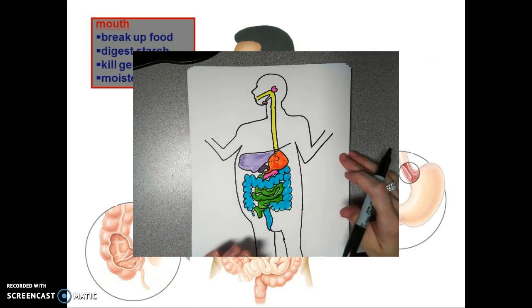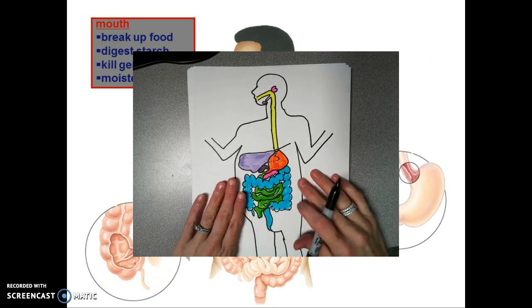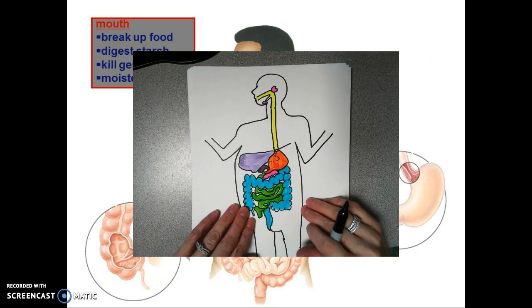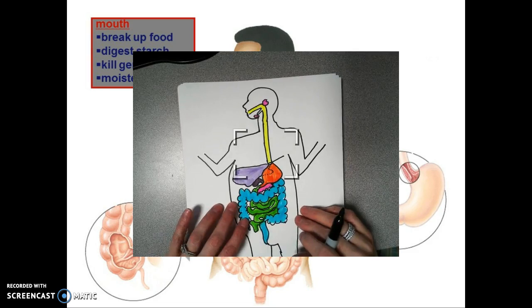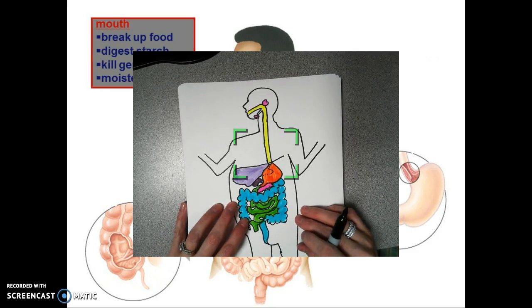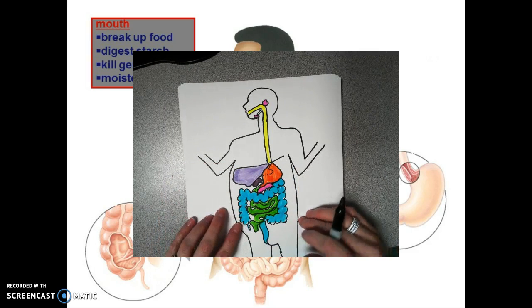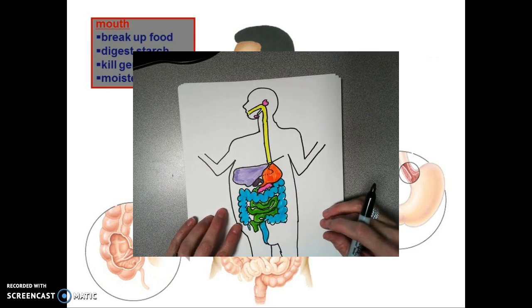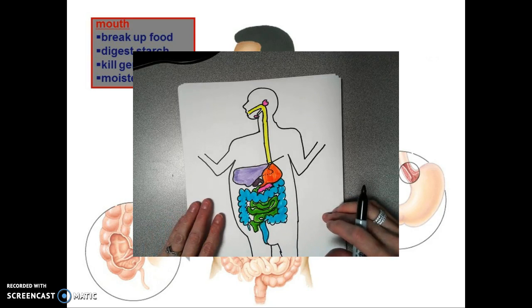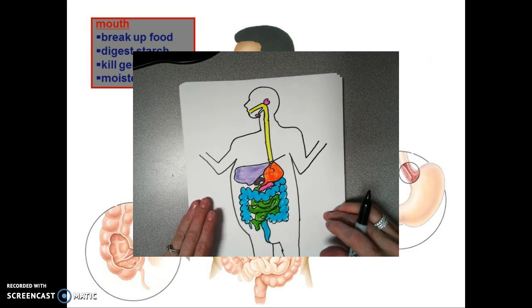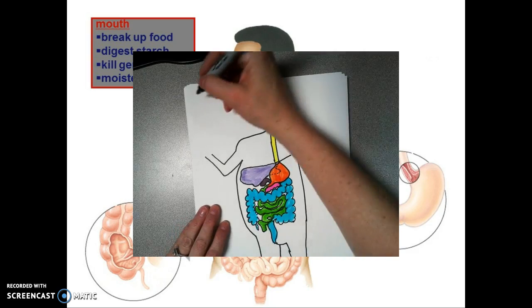Our guy here has probably had a little too much pie, but I wanted to make the organs easy to see, and it ended up being a little bit on the plump side. Okay, so human digestion, we're going to follow the path of food as it travels through the digestive system. I want you to remember a phrase that'll help you out.